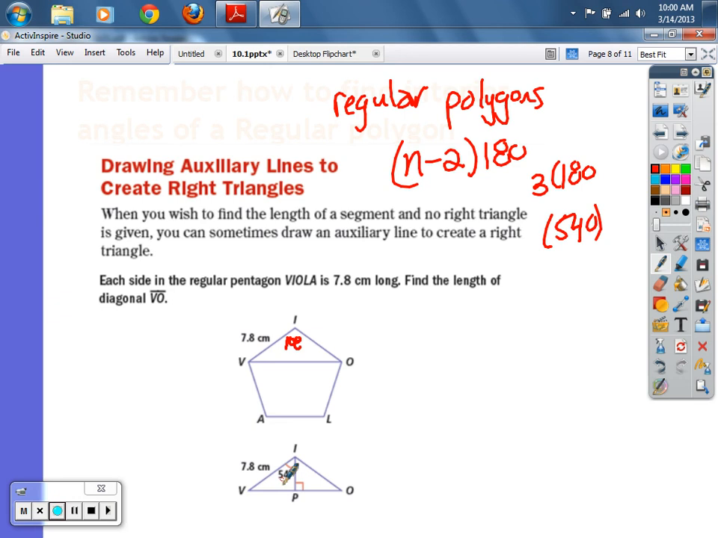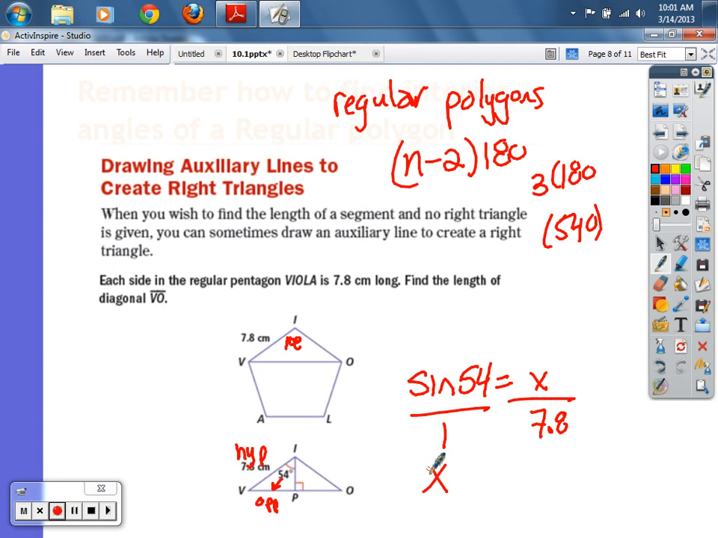You could then use trig. That's an opposite. That's a hypotenuse. Sine of 54 is x, what we're looking for, over the hypotenuse, which is 7.8. You can solve that easy enough for x. I get x to be about 6.3. But that's just this little piece here. Keep in mind there are 2, so you multiply that by 2, and the whole diagonal is about 12.62.